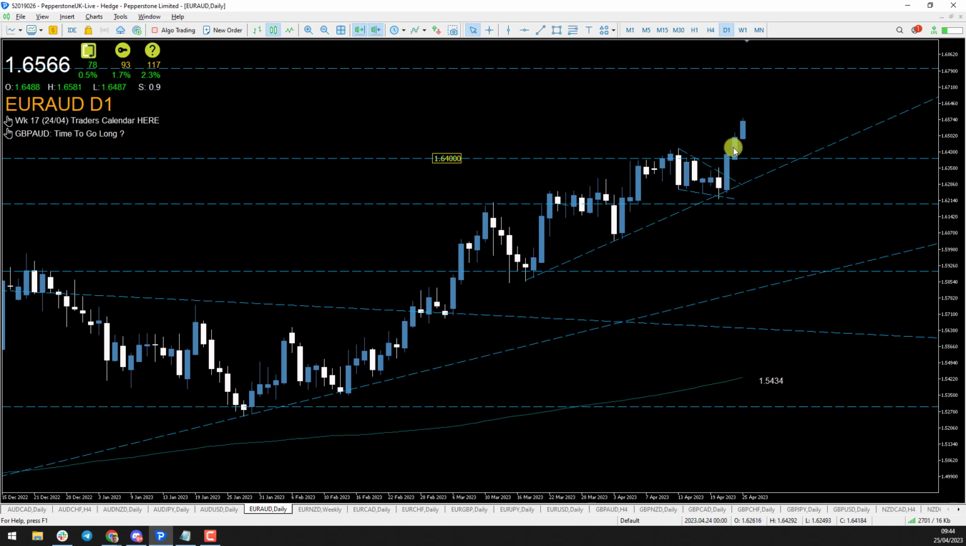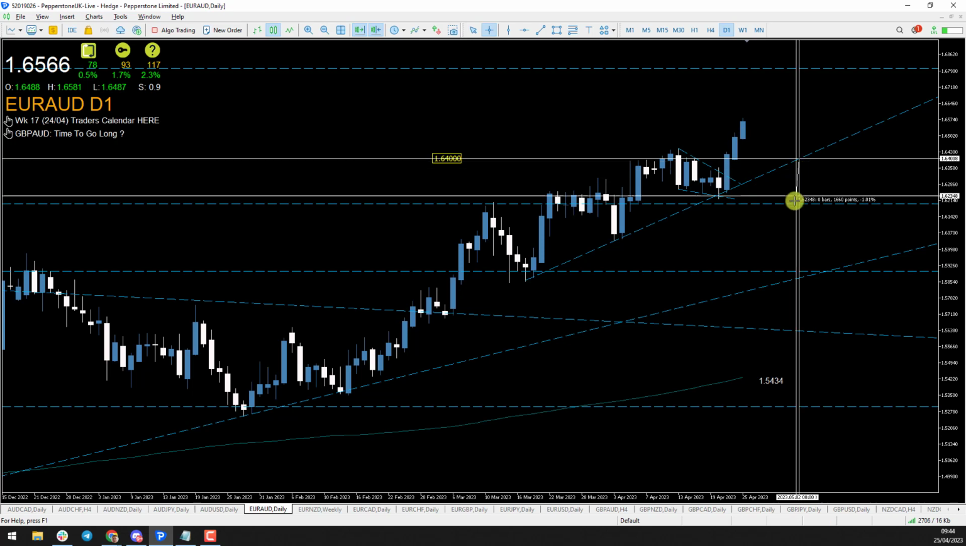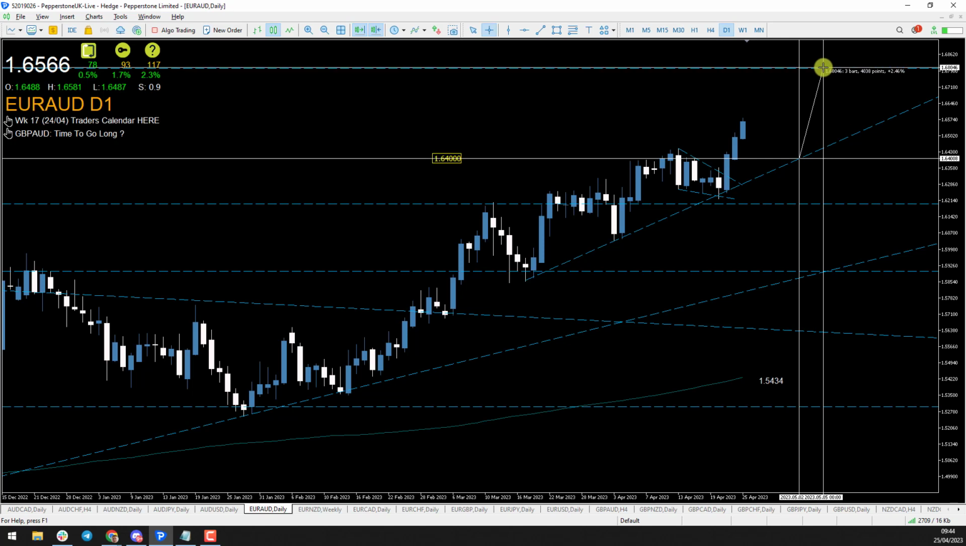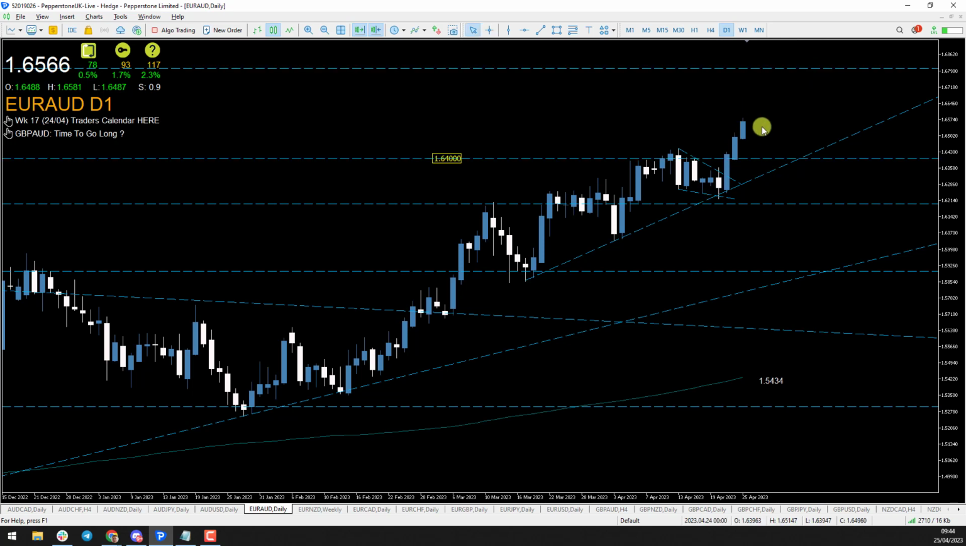I don't think it's there right now. We're definitely going to have to just set alerts here, or you could even look to potentially set limit orders at 1.64, stops below the lows there for a potential move to the upside. But essentially we need to see price pull back first in order for a position into this market.